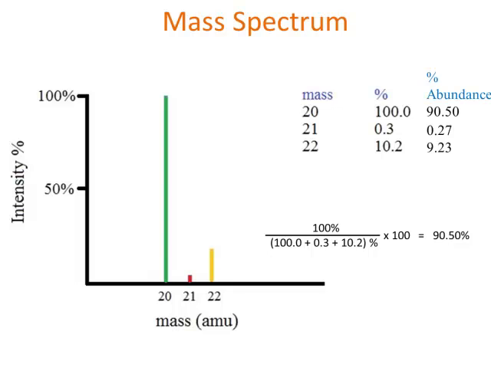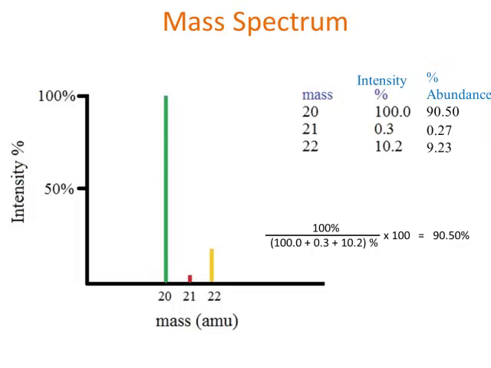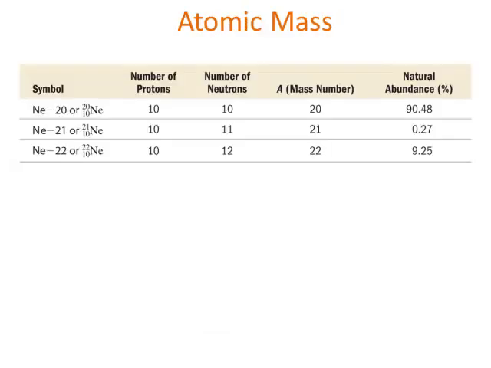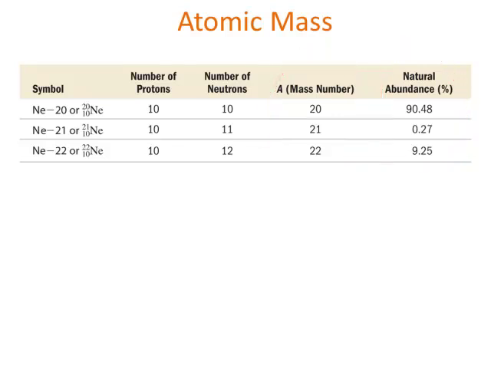Make sure you understand the difference between the intensity percent reported from the mass spectrometer and the percent abundance of each isotope. Always use percent abundance to calculate atomic mass. We now have all the information we need to calculate the average atomic mass of neon. We have the mass of each isotope and its percent abundance. Since the isotopes are not present in equal amounts, we have to take the weighted average.